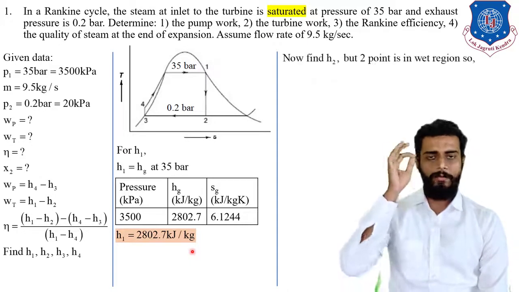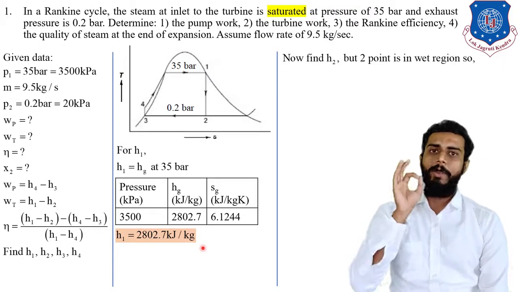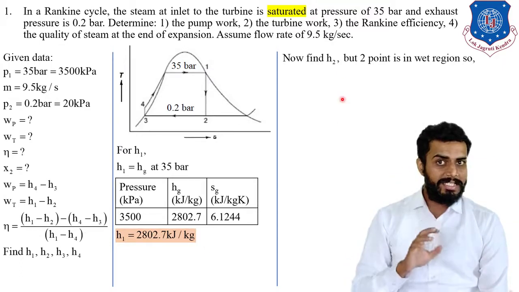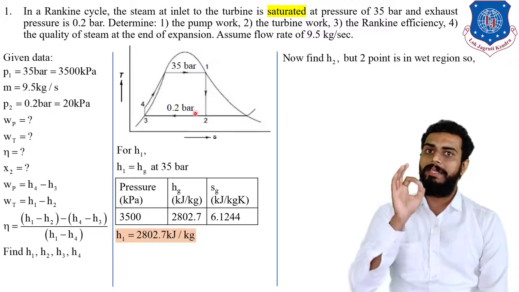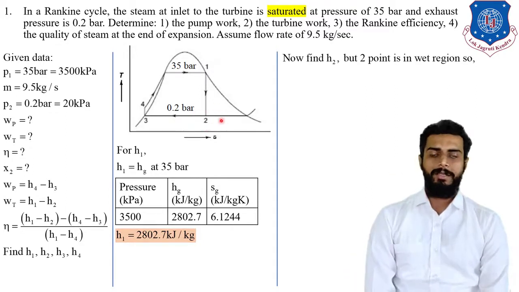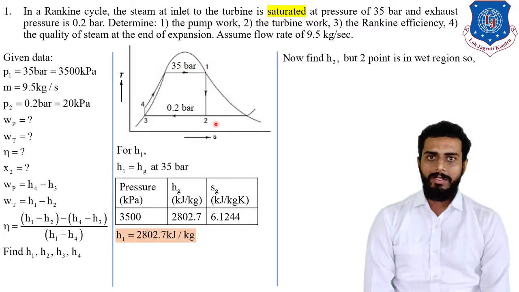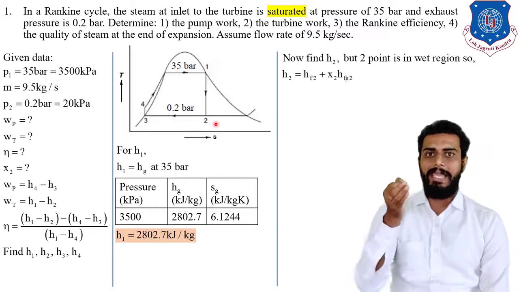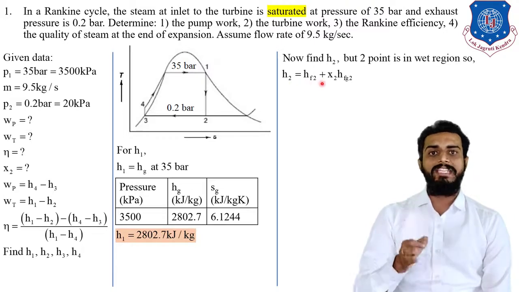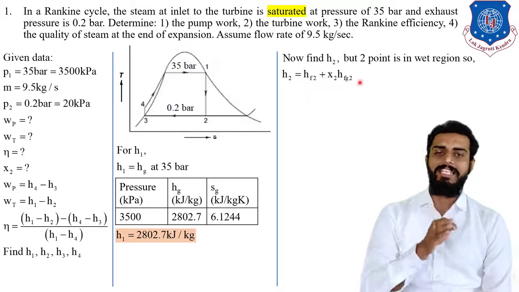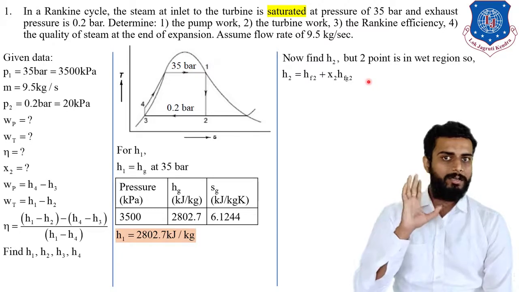Now just think logically for 2 minutes. Point number 2 is in the wet region, right? So if a point is in the wet region, then what will be the enthalpy of wet steam? Recall. The enthalpy of the wet steam will be H2 is equal to Hf2 plus x Hfg2. Right? You recall that, okay?